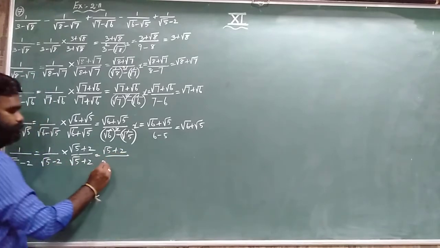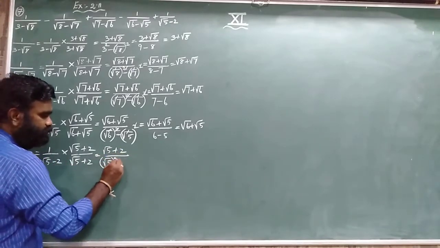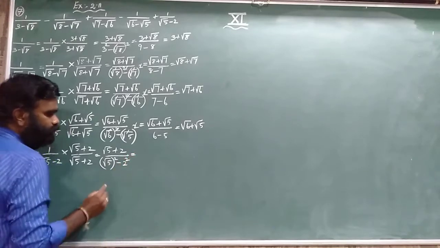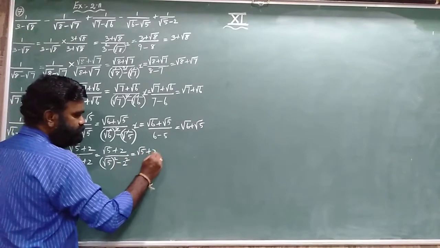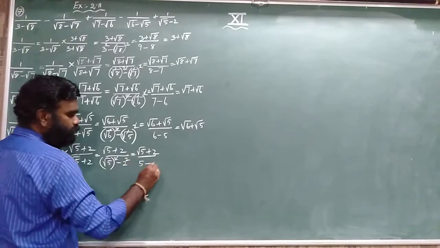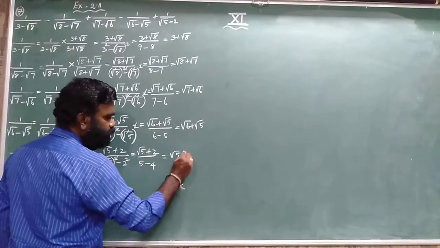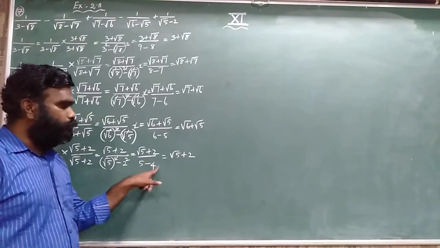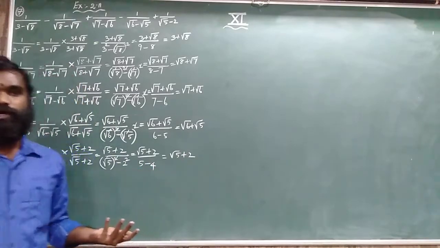A minus b, a plus b gives a square minus b square. Square root of 5 squared, square and square root cancel, the answer is 5. 2 square is 4. 5 minus 4 is 1. We don't need to put the denominator.